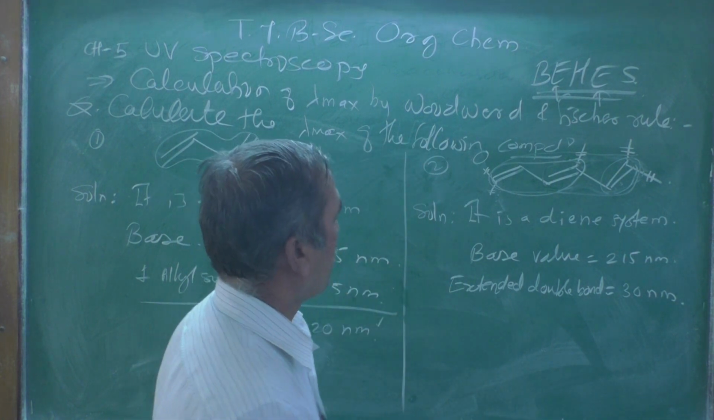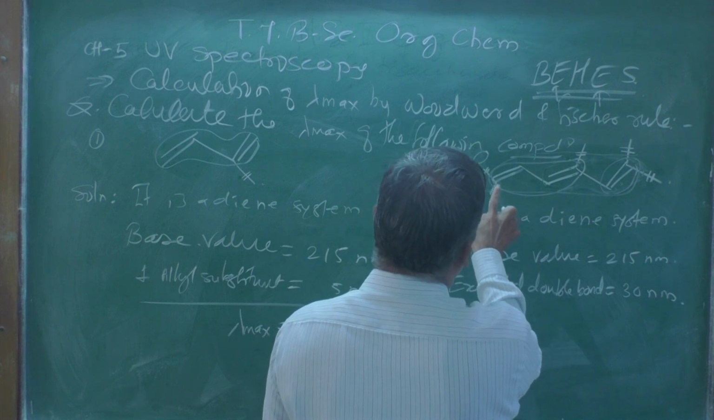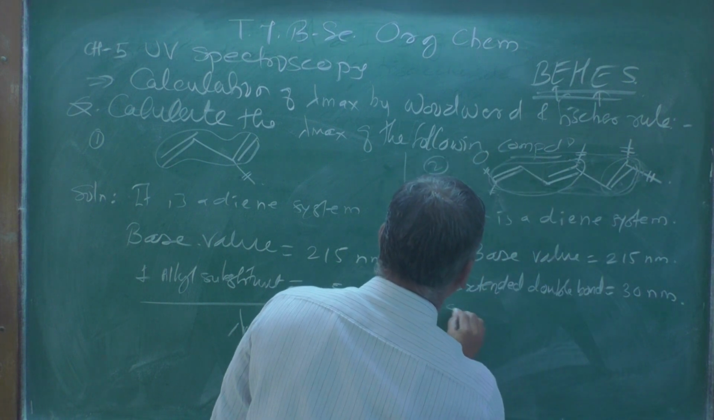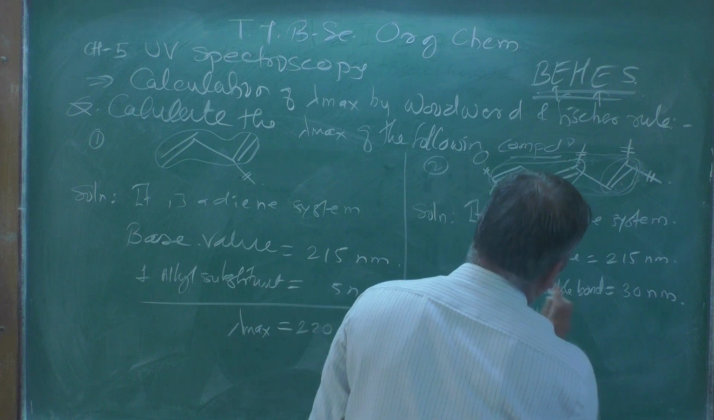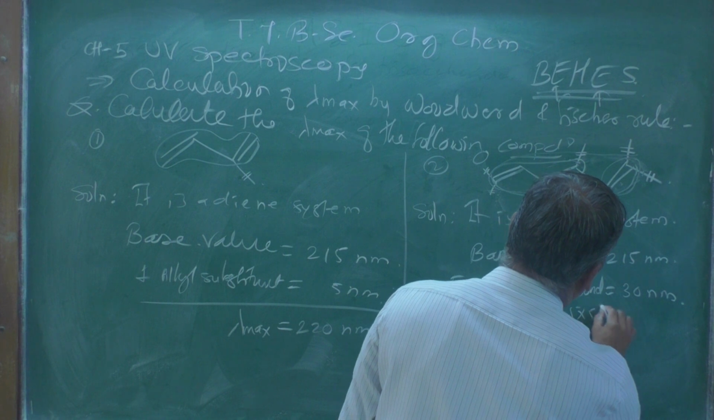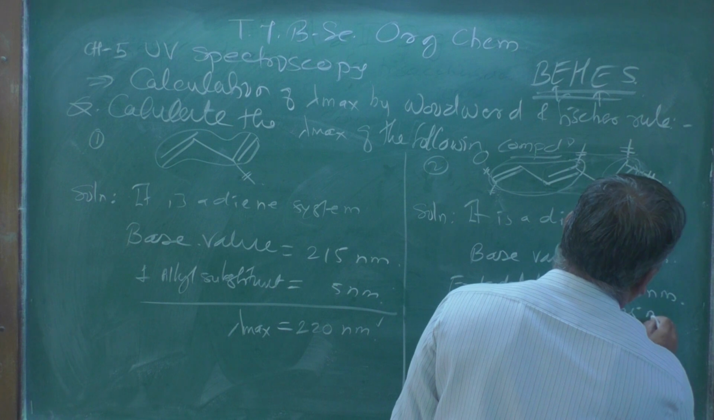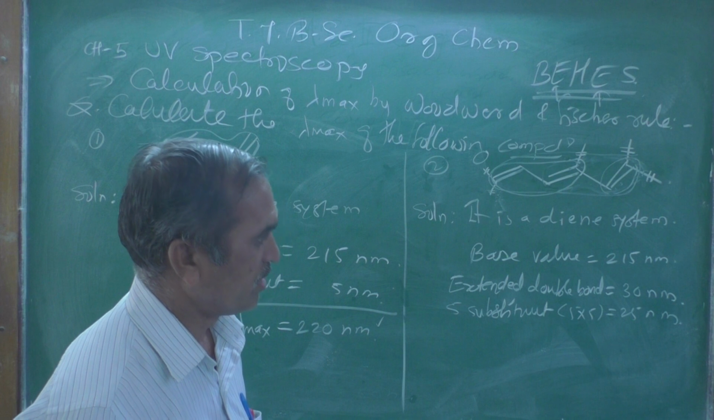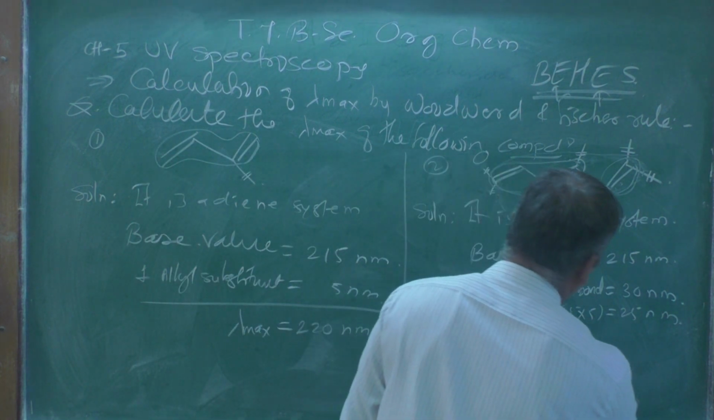Now how many substituents are there in total? Just count once again: 1, 2, 3, 4 and 5. There are 5 substituents. If 5 substituents are there, then you multiply by 5. So the total becomes 5 into 5, which is 25 nanometer. That's it. And now you can add it.